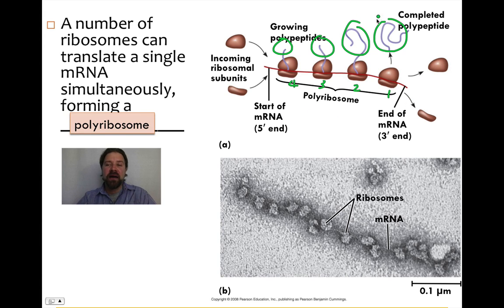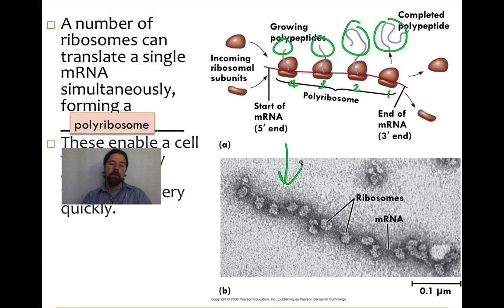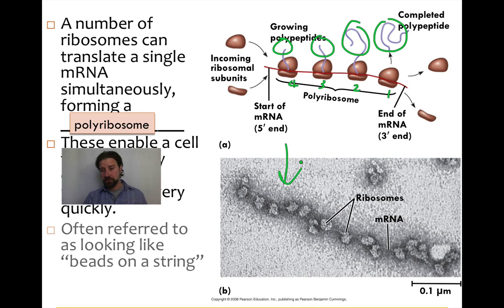So if you need a lot of this particular polypeptide right here, you might see a lot of translation going on a particular strand, and you can see that right here in that electron micrograph. So many copies of a polypeptide can be produced quickly that way. We mentioned, looks like beads on a string.